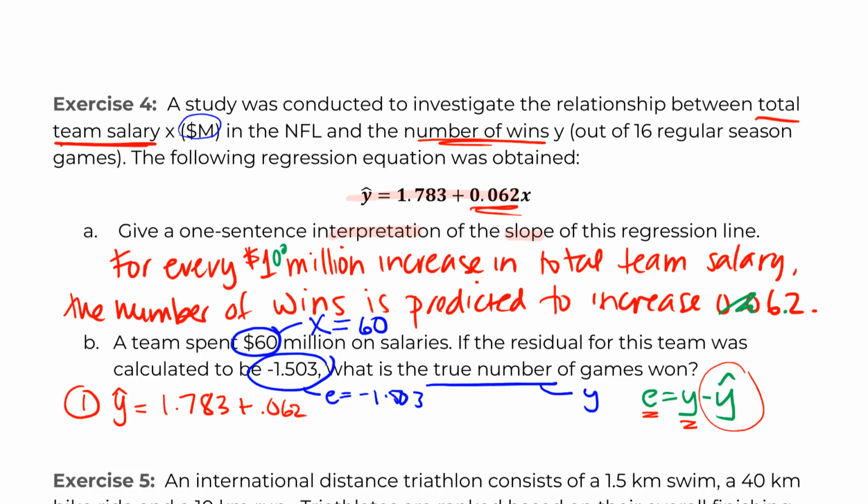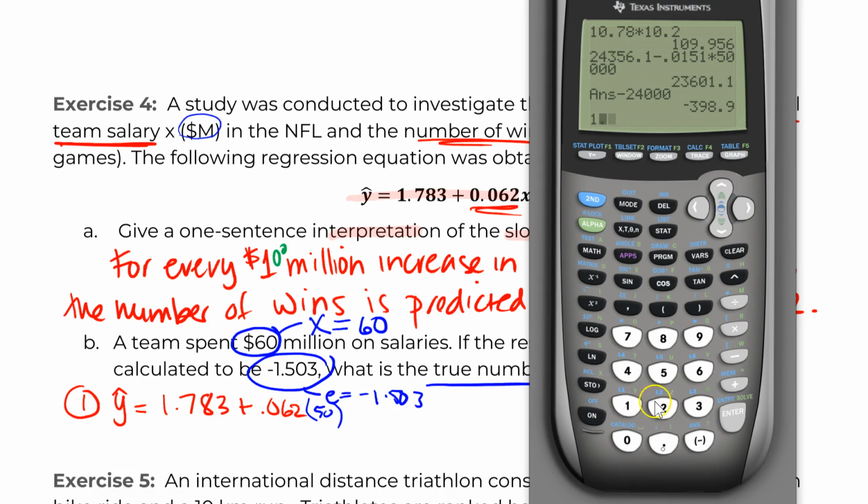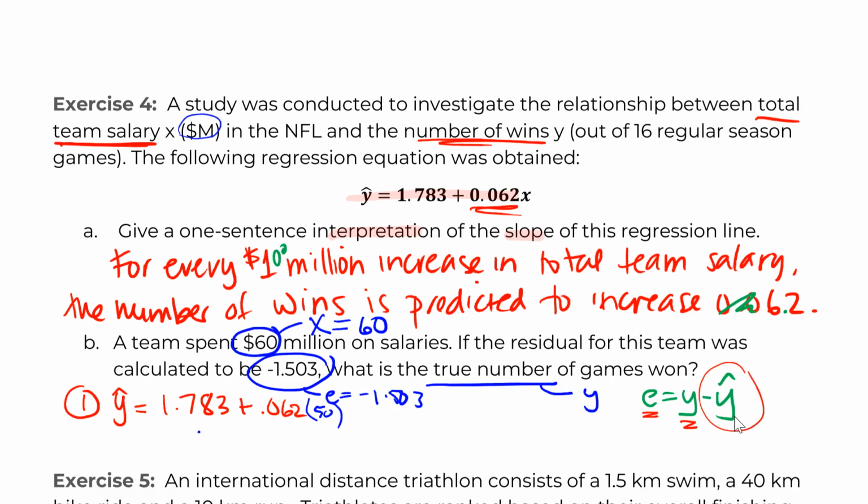1.783 plus 0.062, and we're just going to plug in that x of 50. Plus 0.062 times 50, that is not a 2. So we'd expect 4.883 wins. Is that right?